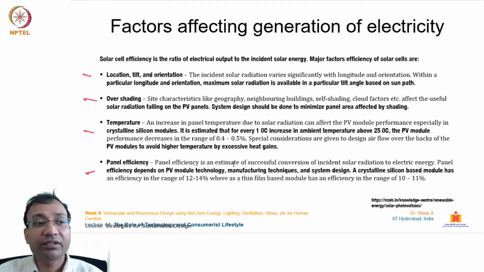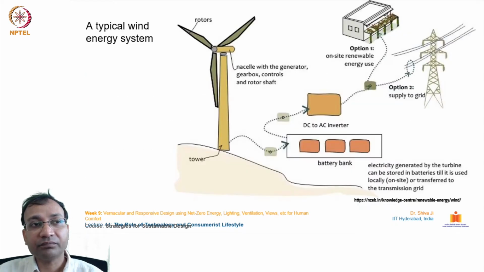Finally, we have panel efficiency. Panel efficiency is an estimate of successful conversion of incident solar radiation to electric energy. Panel efficiency depends on PV module technology, manufacturing technique, and system design. A crystalline silicon-based module has an efficiency in the range of 12 to 14%, whereas a thin film-based module has an efficiency in the range of 10 to 11%. So, depending upon the brand, make, capacity, and the capital amount required for investment, we can decide on this deciding factor.